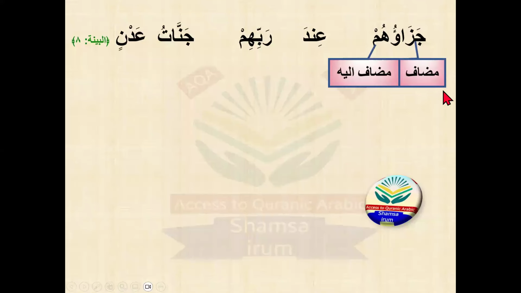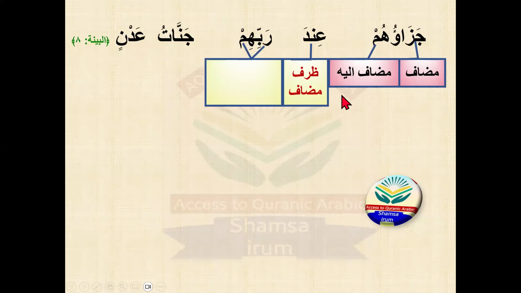Jaza'uhum. Look, again, mudaf and mudafun ilay make Murakab Izafi. And next we move towards inda. Inda is also mudaf, but it's a zarf mudaf. I wrote zarf here specifically because I want to show you that it is different from the other normal mudaf. And rabbihim is also another Murakab Izafi. So this whole Murakab Izafi is at the place of the mudafun ilay for the inda mudaf. This is a complex Murakab Izafi, a complex possessive phrase.